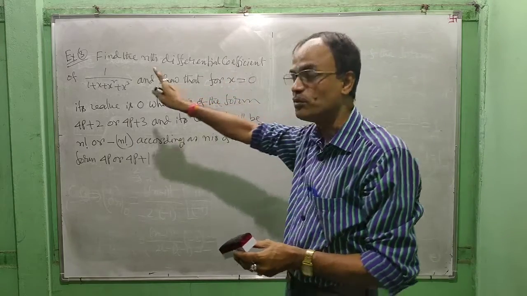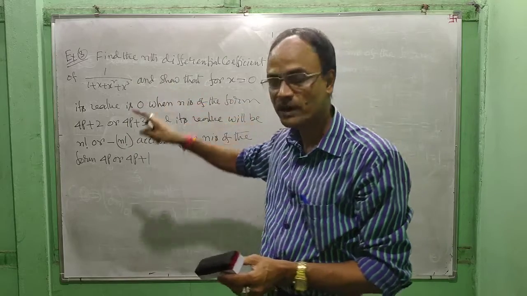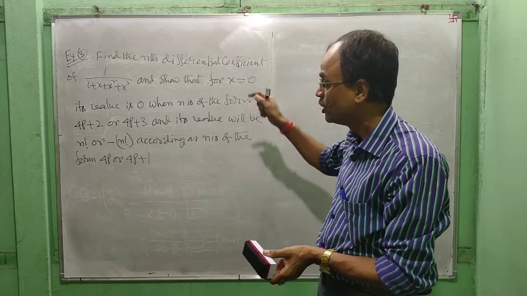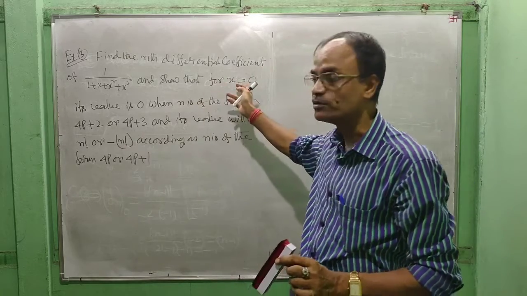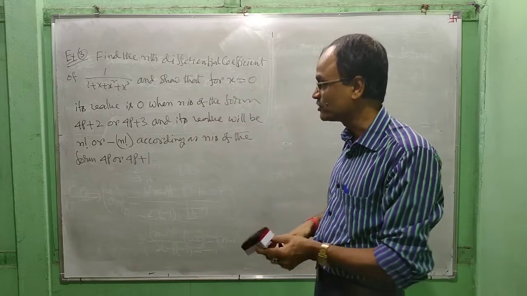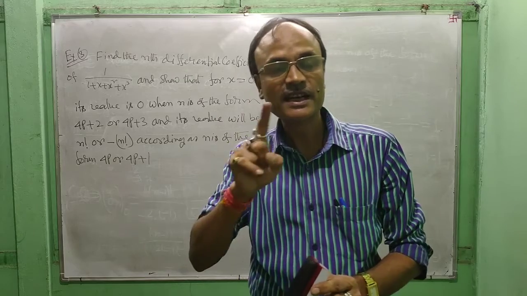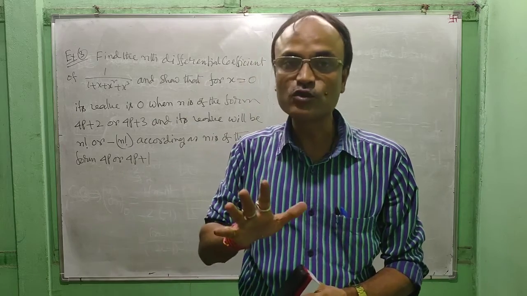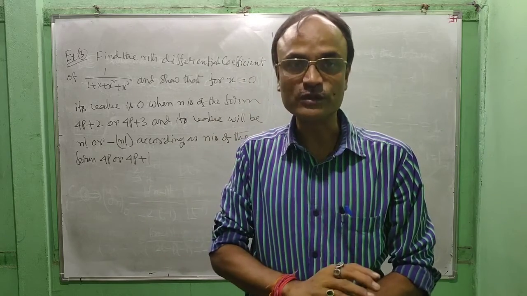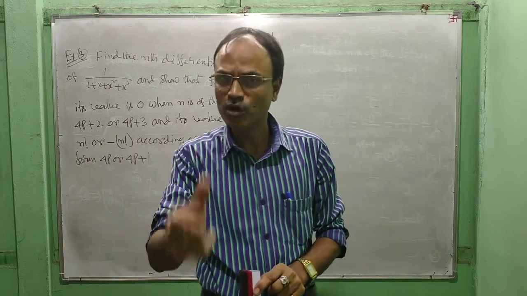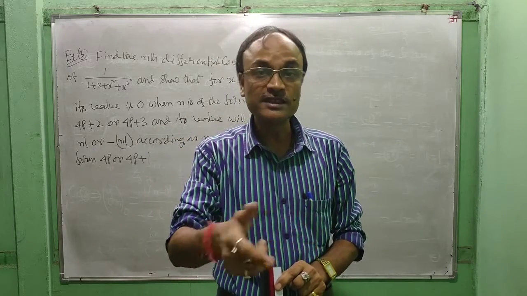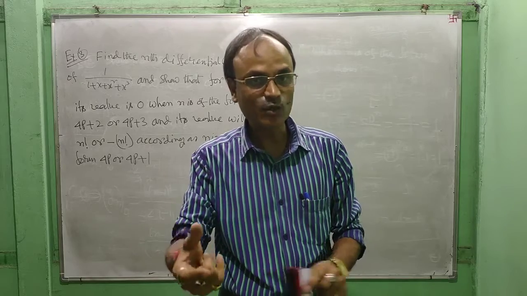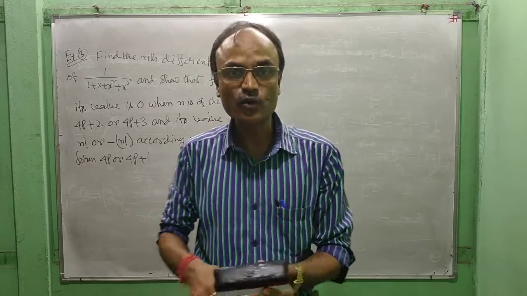Find the nth differential coefficient of 1 by 1 plus x square plus x cube. This is the first part. The second part is we have to find the nth differentiation when x is equal to 0. Next, we are to discuss the 4 conditions. When n is of the form 4p plus 2, when n is of the form 4p plus 3, then we have to show that yn 0 is equal to 0. Also, when n is of the form 4p, then yn 0 is equal to factorial n. And when n is of the form 4p plus 1, then yn 0 is equal to minus factorial n. We have to show it.